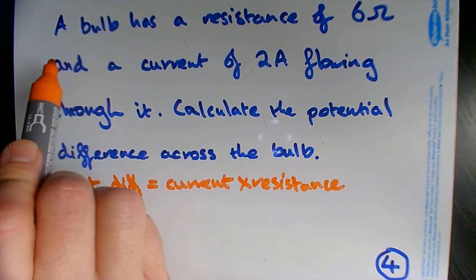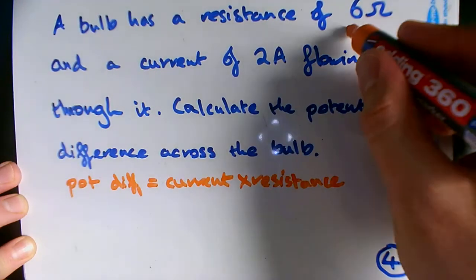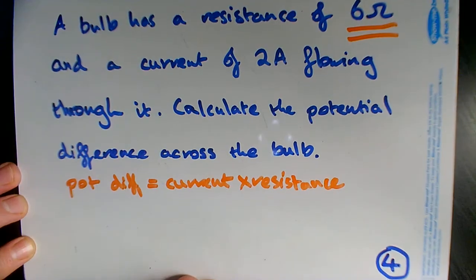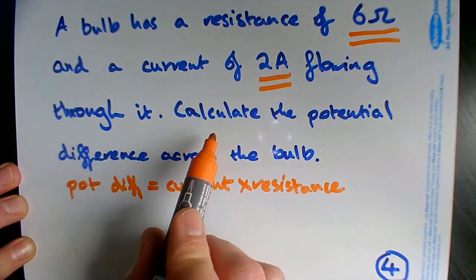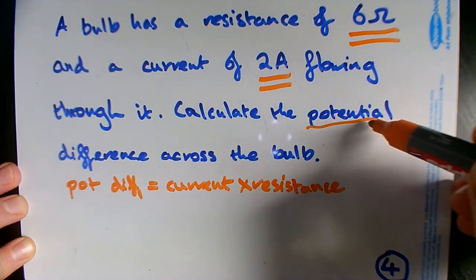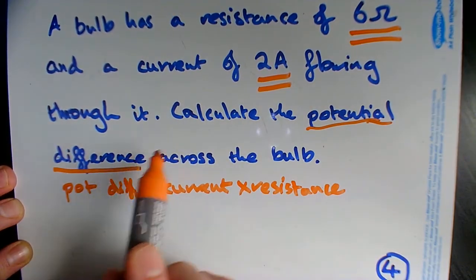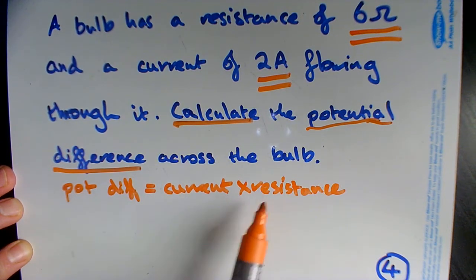Let's have a look in here. Where's my value of resistance? A bulb has a resistance of 6 ohms. That's my first value. And a current of 2 amps flowing through it. Calculate the potential difference. This relationship here, Ohm's law, tells me potential difference is equal to current times resistance.